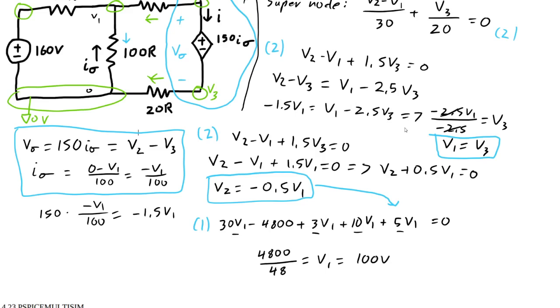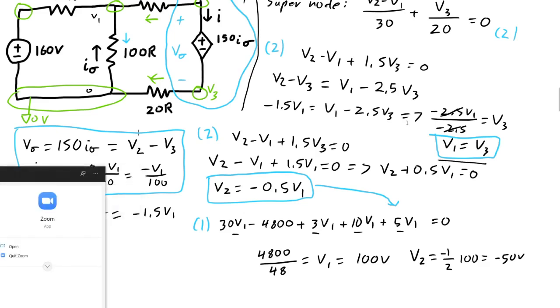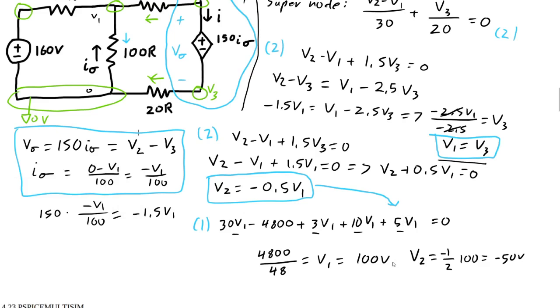So now we can find out what V2 is. So V2 equals negative 1/2 of V1, which means if we take 1/2 times 100, that equals negative 50. We also know from a previous expression that V1 equals V3. So if V1 equals V3, that means that V3 is also 100 volts.